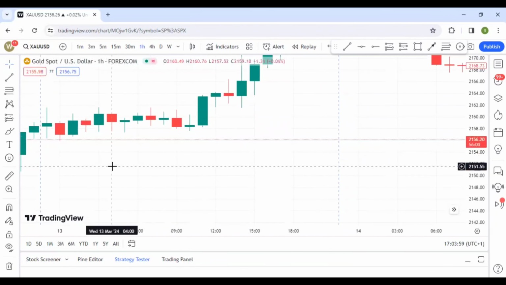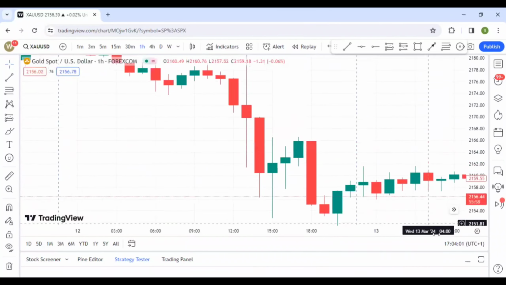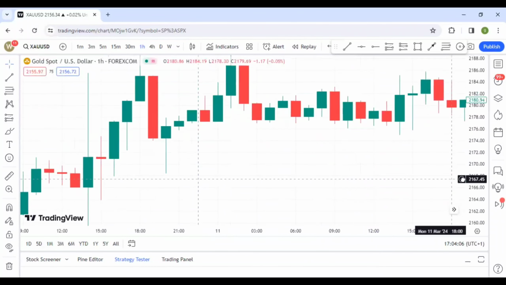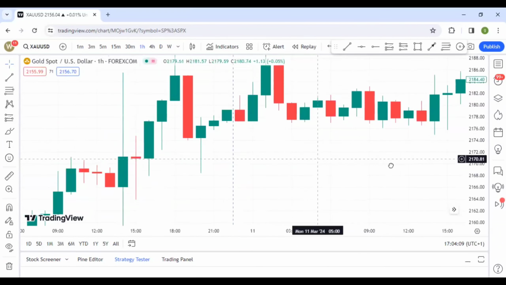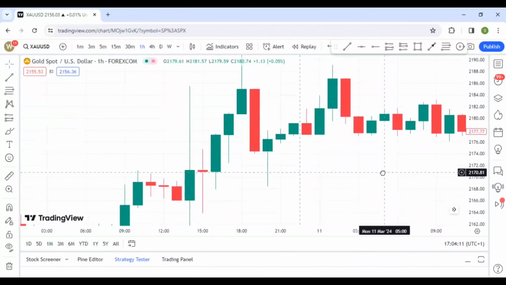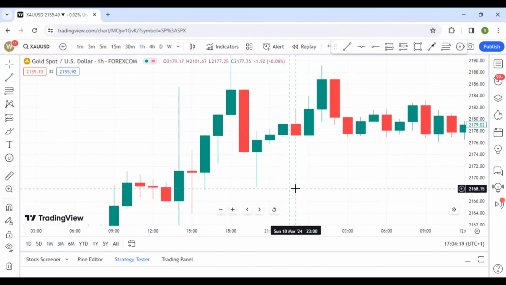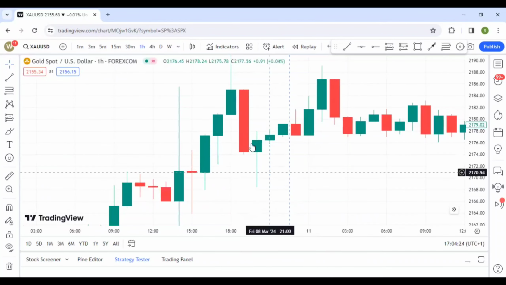Mind you, a hammer can be red or green, so independent of the color. Maybe we should use this one, because this one has a longer wick. So let's use this particular one here. Now it looks like a square lollipop with a long stick, or you can say wick.